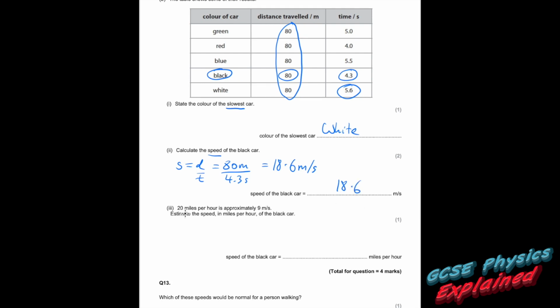Part 3. 20 miles per hour is approximately 9 metres a second. Estimate the speed in miles per hour of the black car. Right, the black car is basically twice as fast as 9, isn't it? If you take 9 and double it, that's 18. So that's roughly going to be 20 times by 2, which is 40 miles an hour.